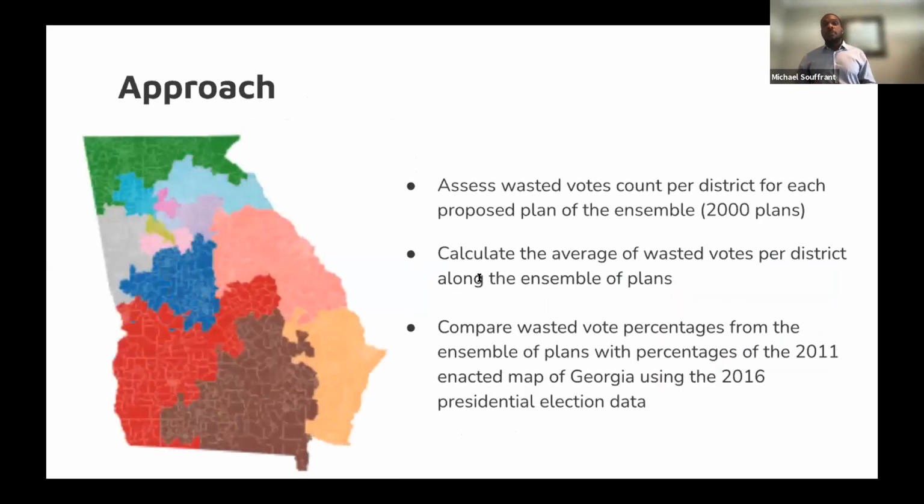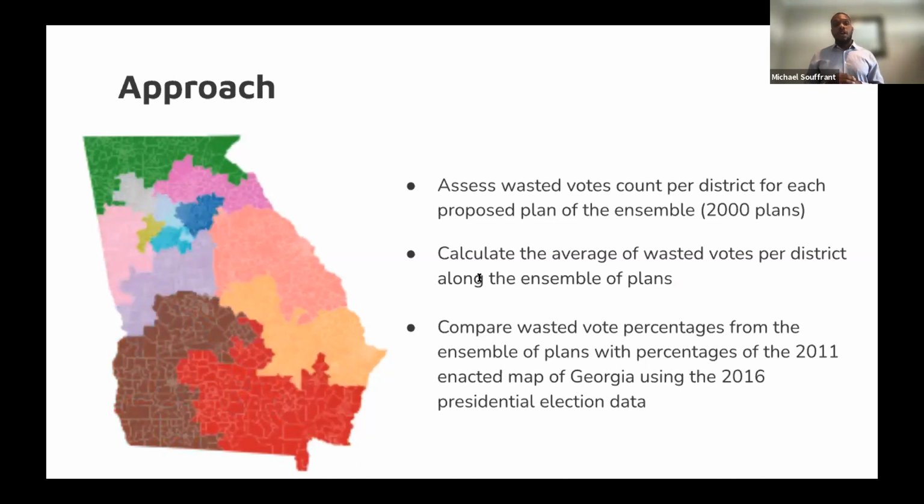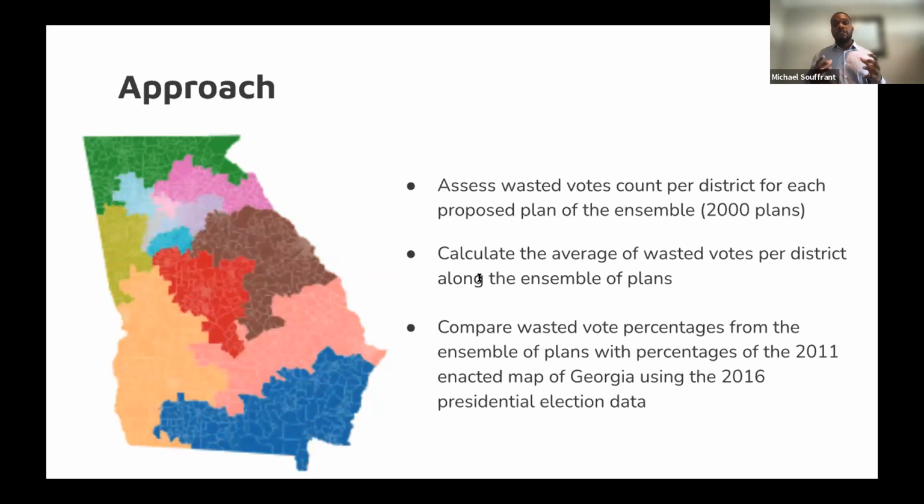So the state of Georgia is composed of 14 districts with 58% under the control of the Republican Party, which raises questions concerning fair voting and voting outcomes. So the first step of our analysis involved generating an ensemble of proposed plans through Jerry chain.